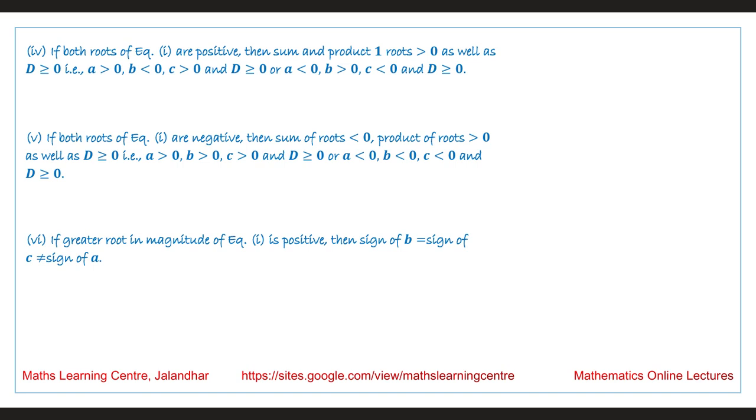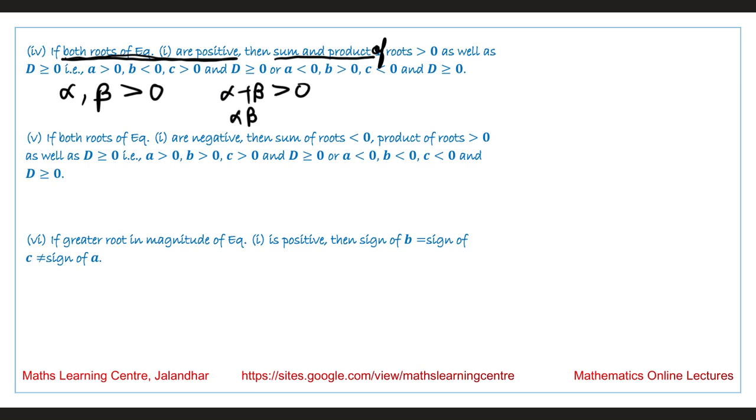The next property is that if both roots of equation 1 are positive, one root is alpha and the other root is beta, both greater than 0, then the sum and product of the roots are greater than 0. We have alpha plus beta greater than 0, alpha into beta greater than 0, and the condition d is greater than or equal to 0 because both roots are real.